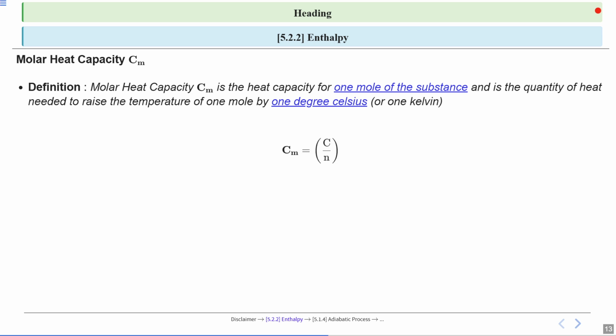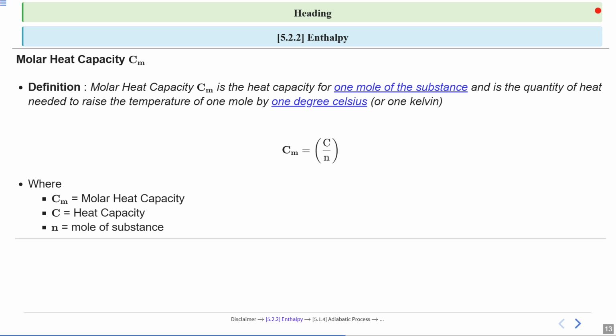Now, how can you relate it with the normal heat capacity? It's very simple. Your molar heat capacity is equal to the heat capacity divided by the total number of moles, Cm equals C by n. What are the terminologies used here? Of course, Cm is the molar heat capacity, C is the heat capacity, which we have already dealt with, and n is the number of moles of substance.